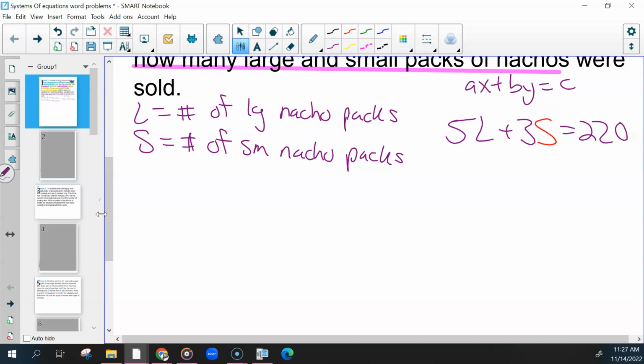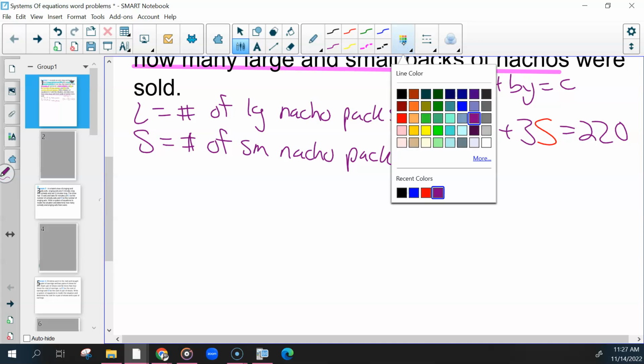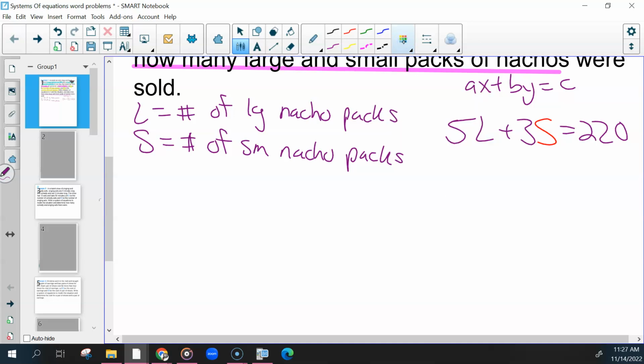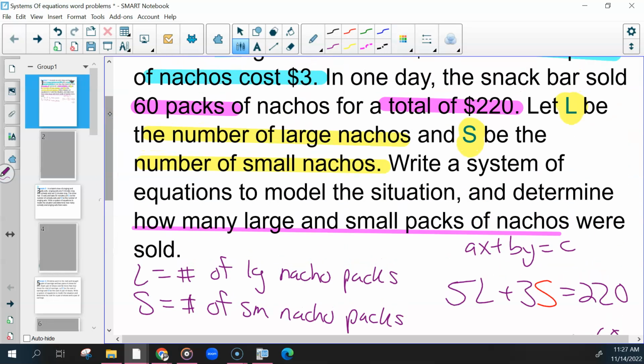We need to have another. We cannot use these same numbers again. Once we use them once, that's done. To set up our other equation, we know the other total equals 60. And 60 is the total number of packs sold for that day. What else talks about number of packs of nachos?